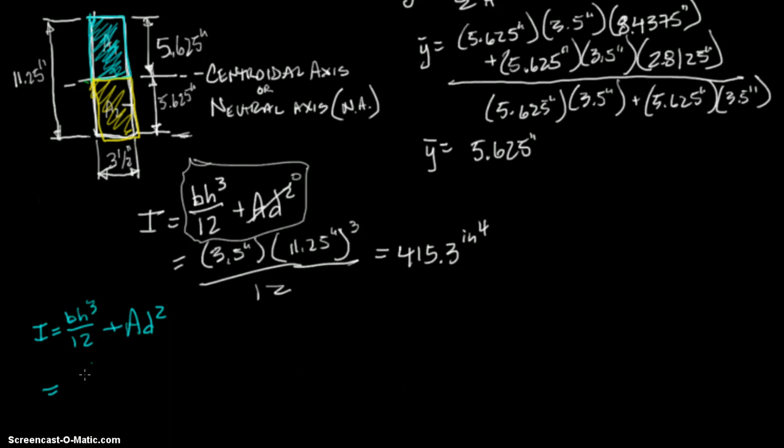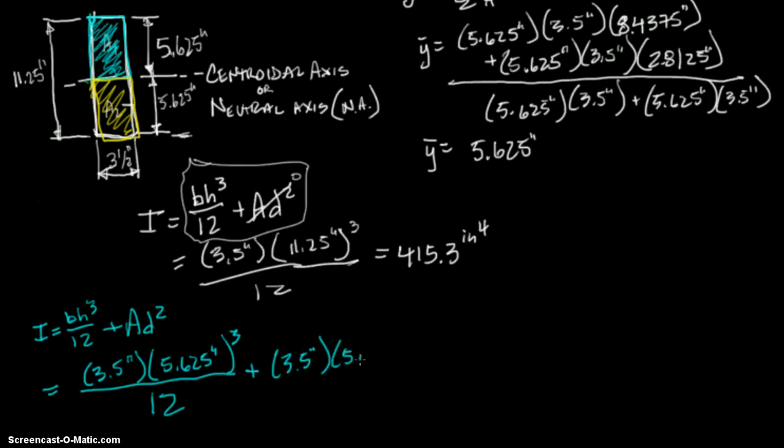So for A1, the base is 3.5 inches, the height is 5.625 inches, and that's cubed over 12. We should get the same answer here that we got right here, but we're just going to justify it in practice as we're doing it. So A is 3.5 inches times 5.625 inches. That's your area. And then you want to do distance.